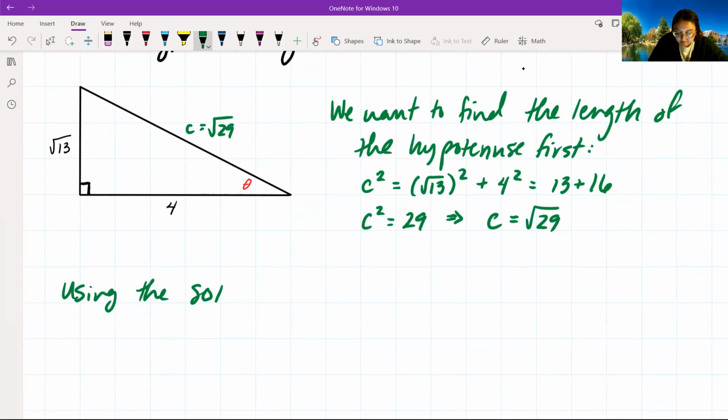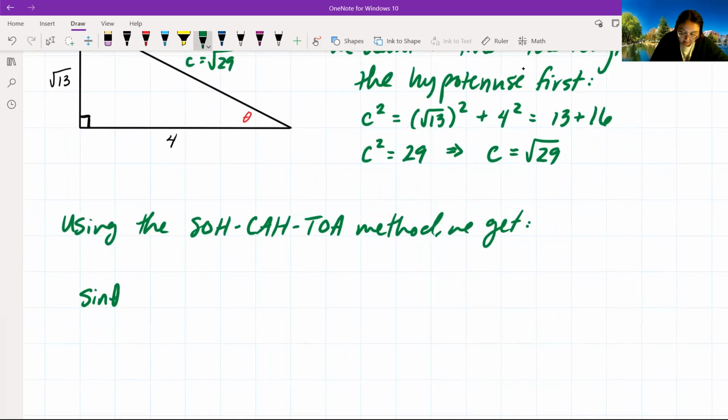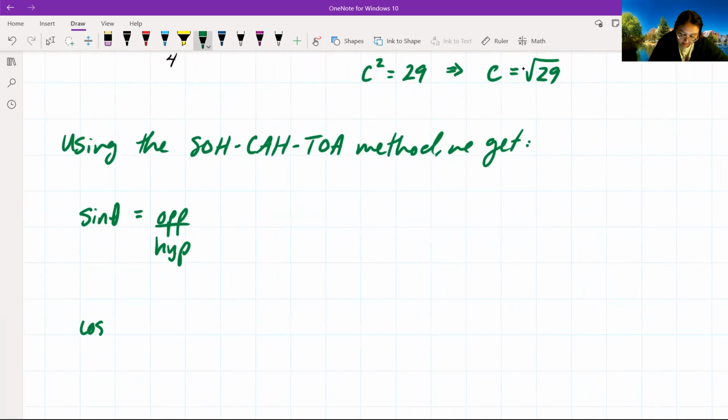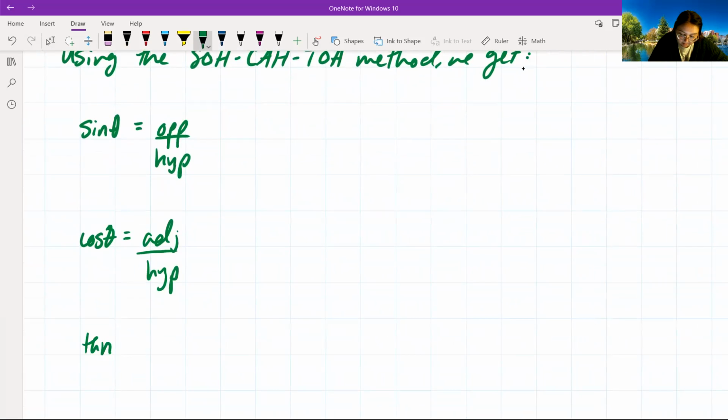So using the SOH-CAH-TOA method, we get that sine of theta is equal to the opposite over the hypotenuse, cosine of theta is equal to the adjacent over hypotenuse, and tangent of theta is equal to the opposite over adjacent.